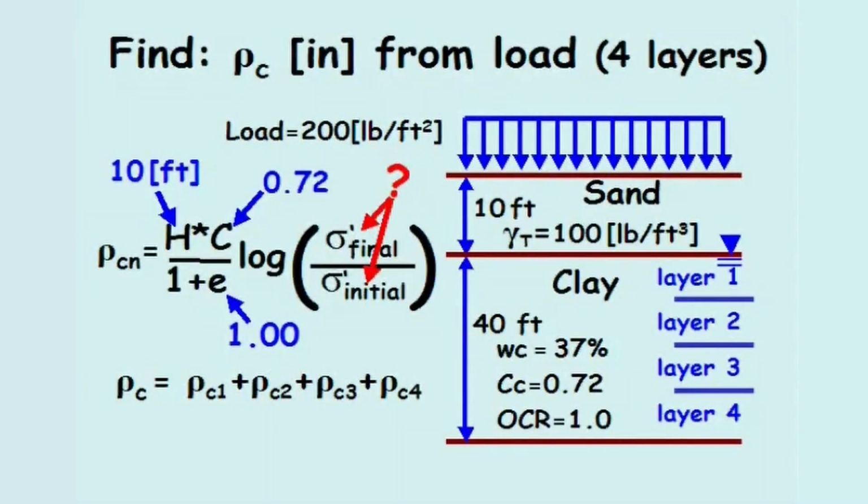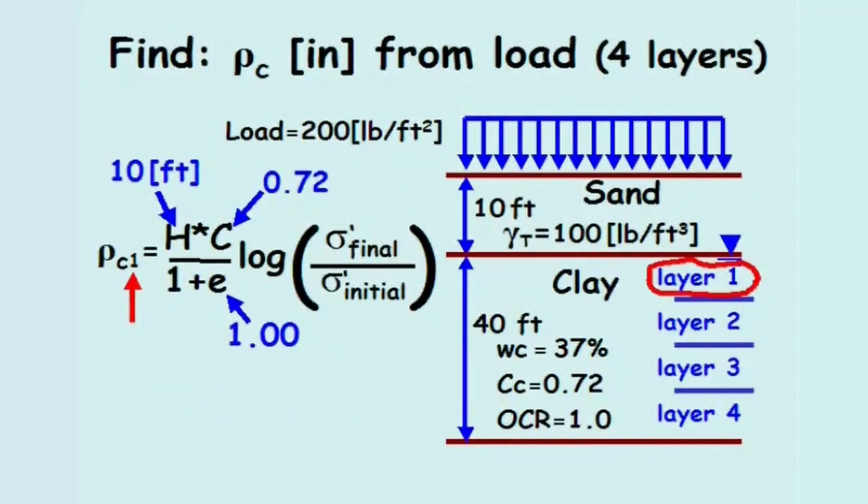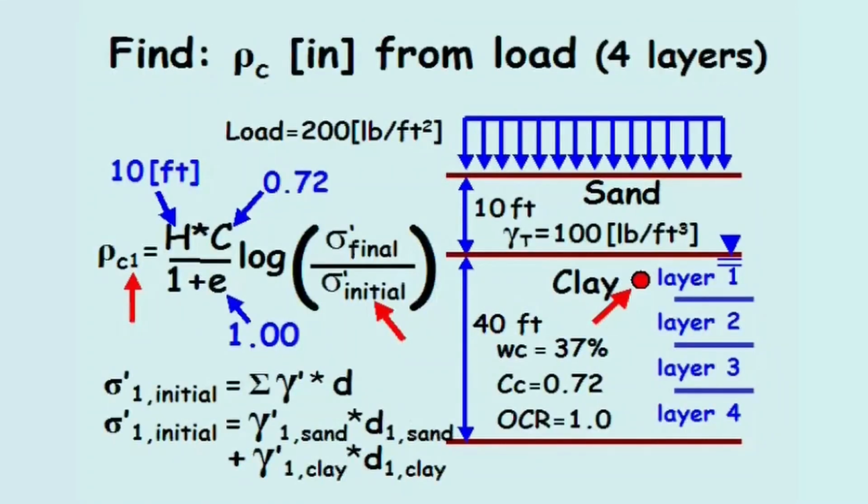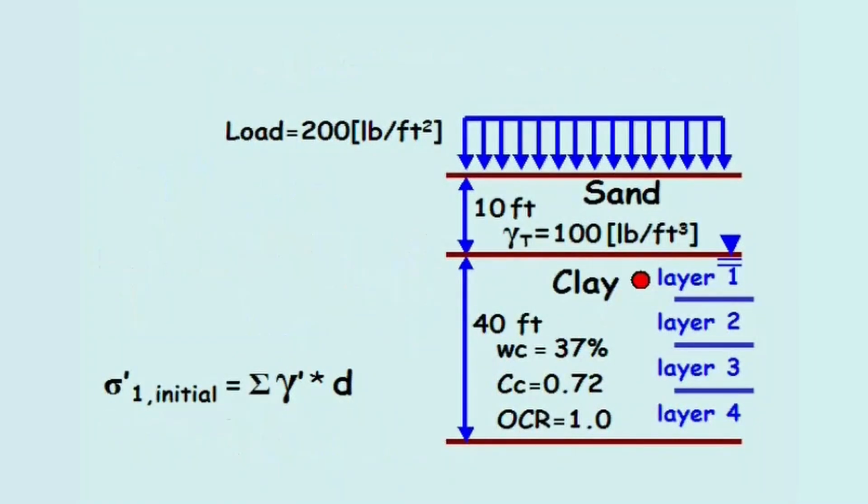Next, we solve for the vertical effective stress of the clay layer, both before and after loading. Let's first work through layer 1, which is the first of 4 layers. We'll solve for the initial vertical effective stress of layer 1 at a point in the middle of the layer, which in this case would be at 5 feet beneath the sand-clay interface. So we multiply the effective unit weight times the height for both the sand layer and the portion of the clay layer above our point of interest.